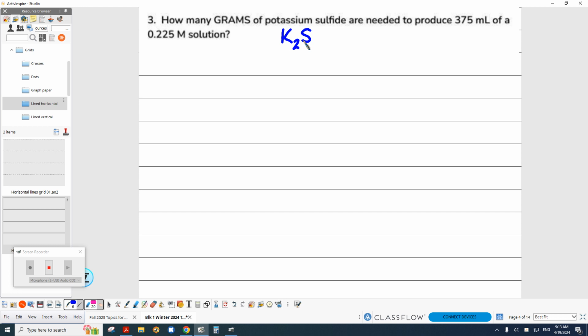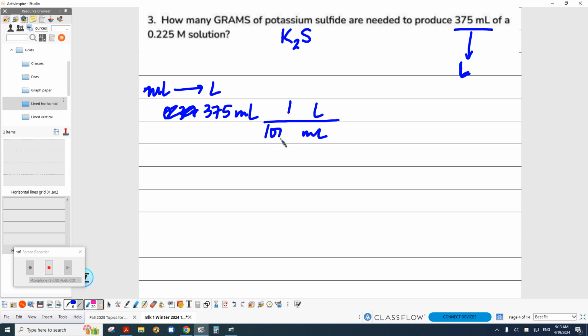You see this is milliliters, needs to be converted to liters, right? So whenever you see milliliters, you need to convert that to liters. So 375 milliliters. We put milliliters on the bottom, liters on the top. 1 liter is 1,000 milliliters. That's 0.375 liters. Now we know the liters.